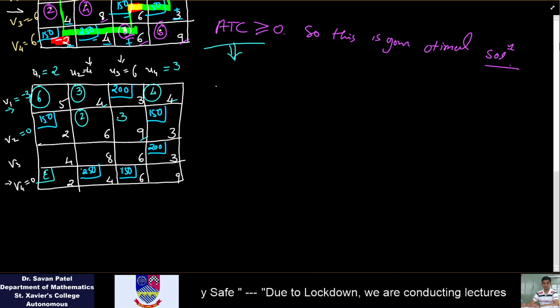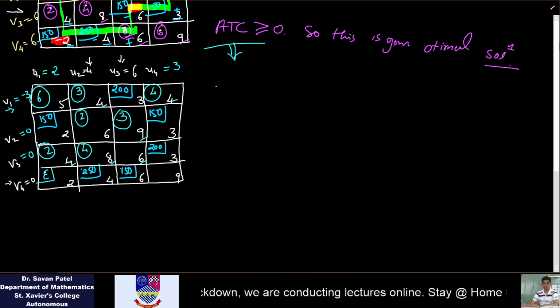So 3. 4 minus, oh sorry, I have forgotten to find V3. Here it is 3, here it is 3. So you have to take this as 0. Here it is 4 minus 0 plus 2. So it is 4 minus 2. So 2. 8 minus 4 minus 4 plus 0. That is 0 plus 4. So 8 minus 4, it is 4.